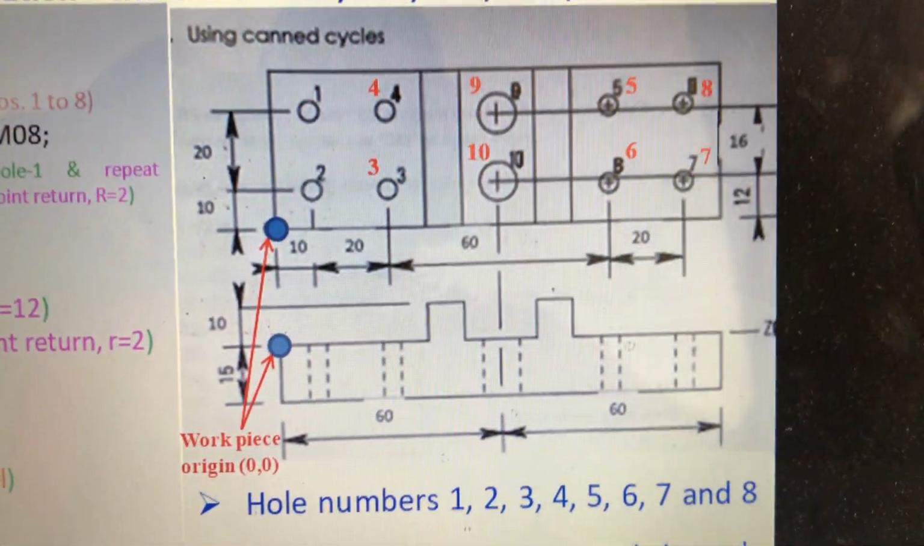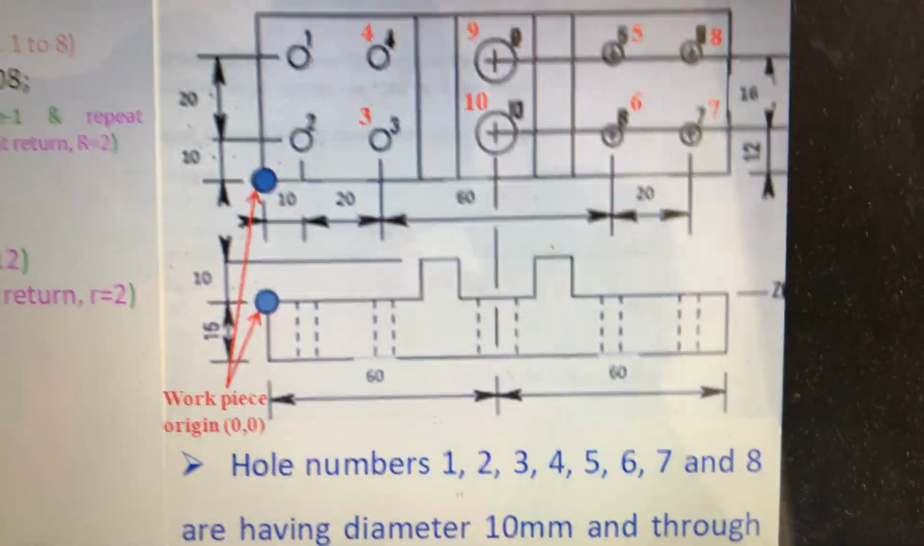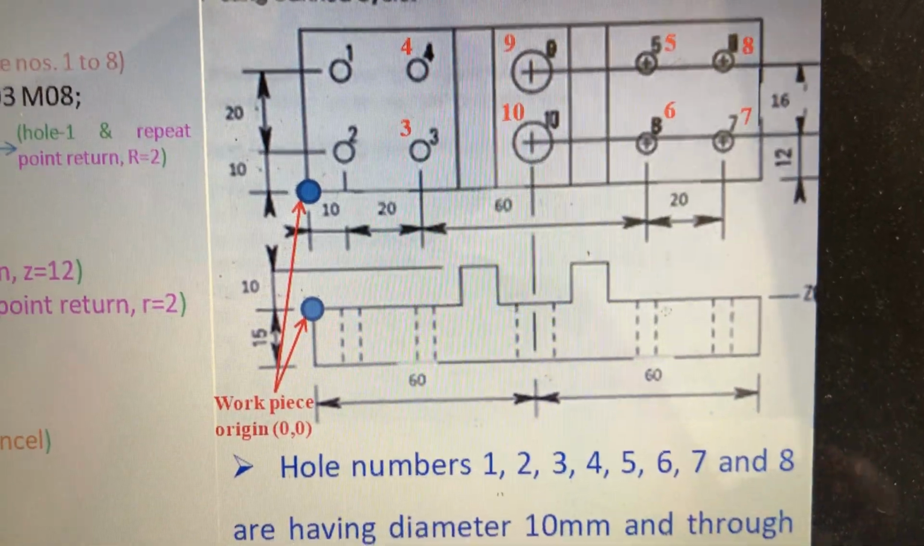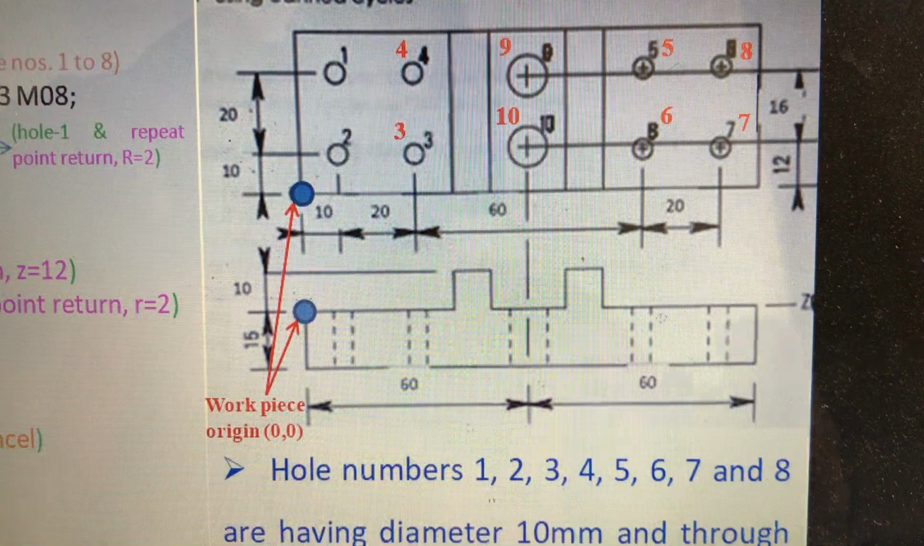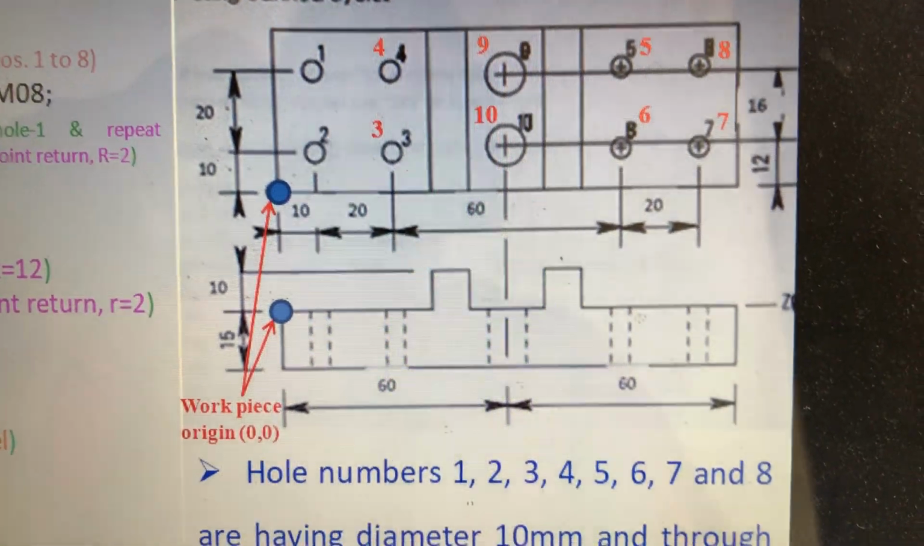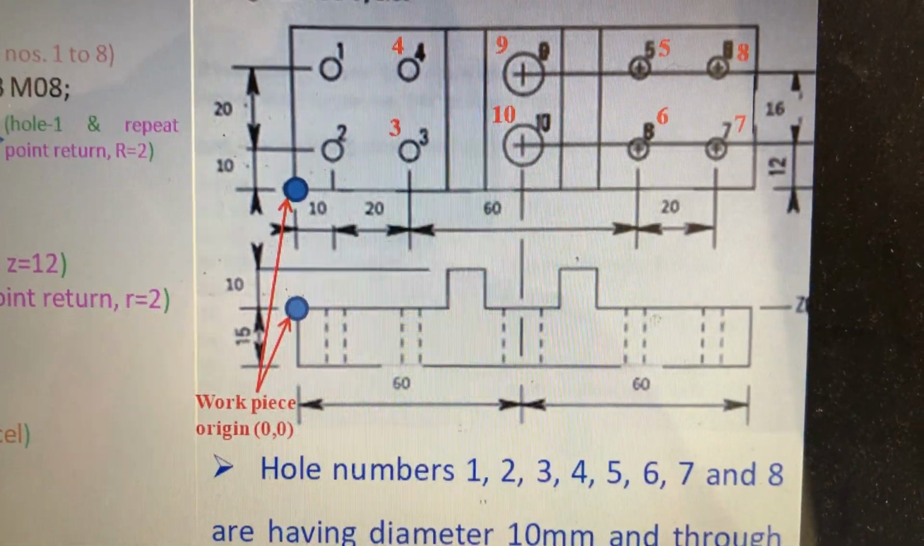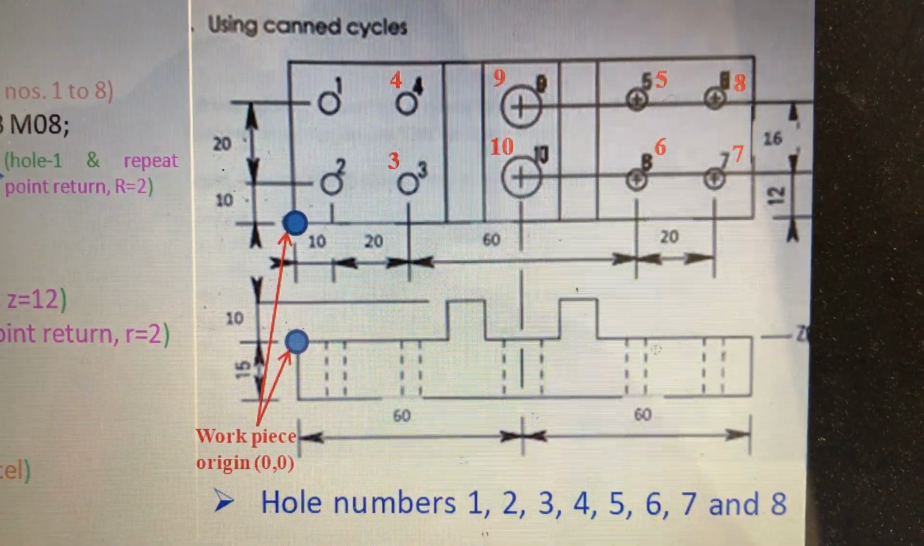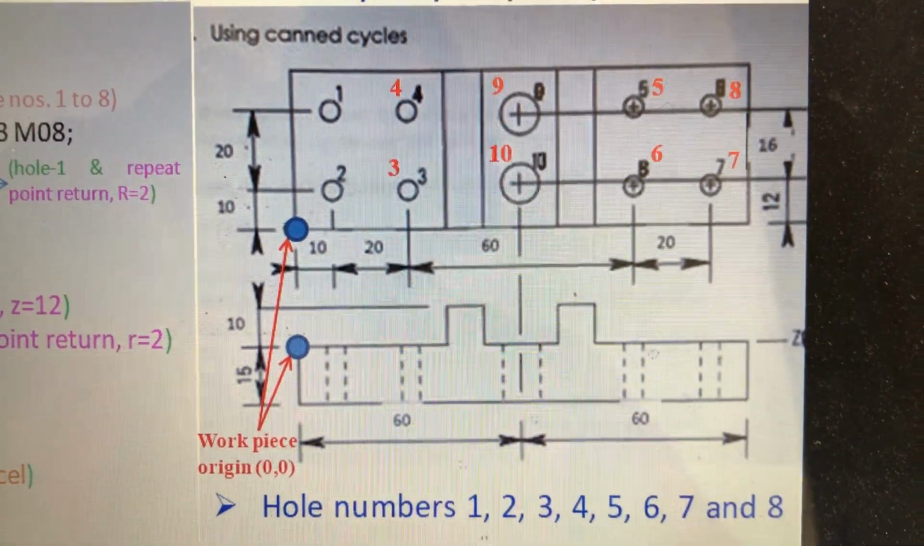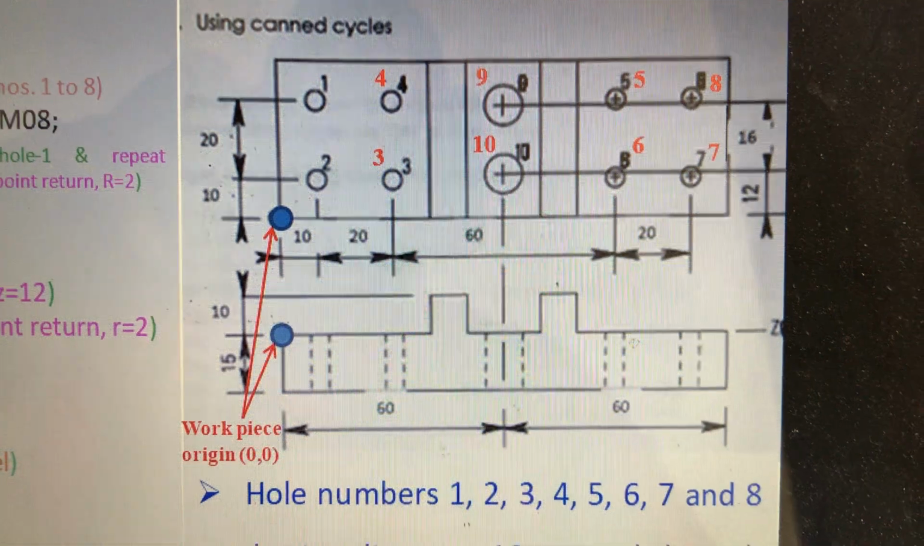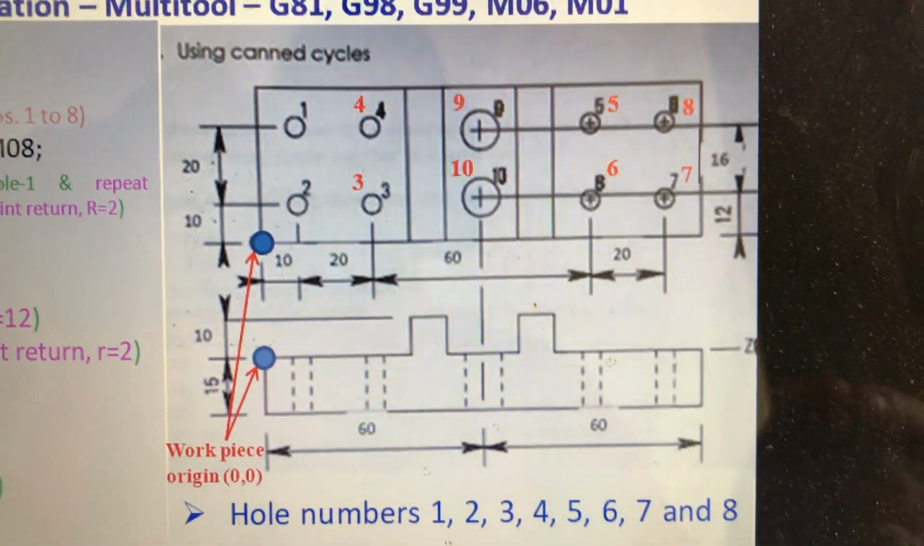So while changing from tool number one to another tool, we should use the command called optional stop. That optional stop command is written as M01. M01 means optional stop. Okay, that's what we are going to see here.